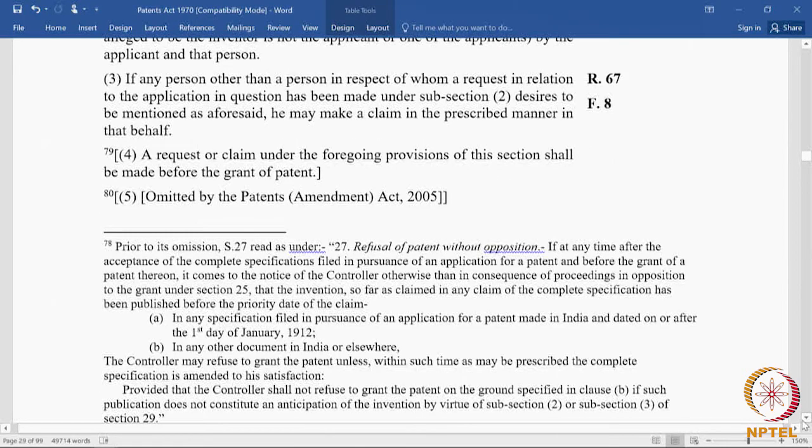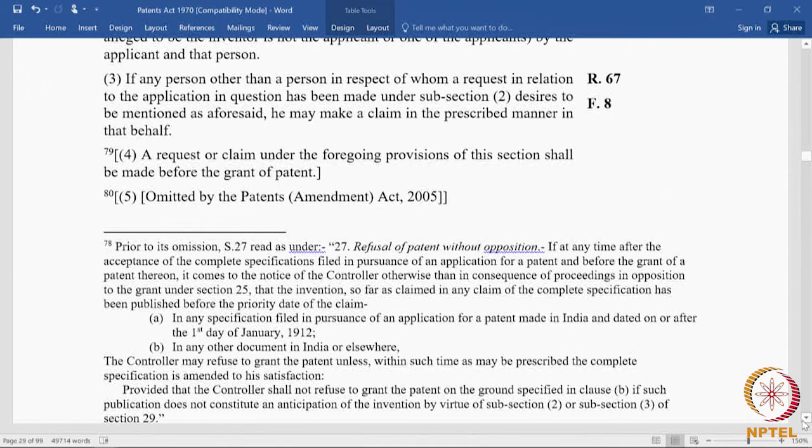If any person other than a person in respect of whom a request in relation to the application in question has been made under subsection 2 desires to be mentioned as aforesaid, he may make a claim in the prescribed manner in that behalf. Now, we saw instances where an applicant can make the request, or an applicant along with the inventor can make a request, but 3 covers instances where any person other than a person in respect of whom a request is made under subsection 2 desires.